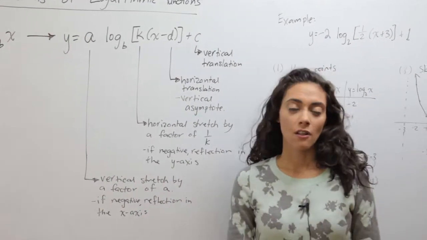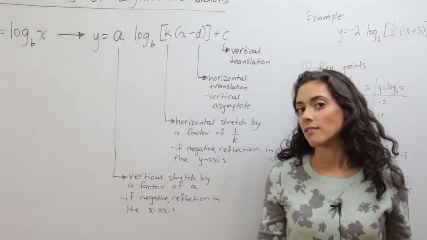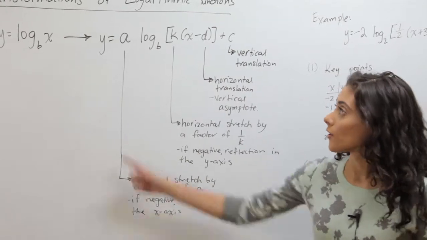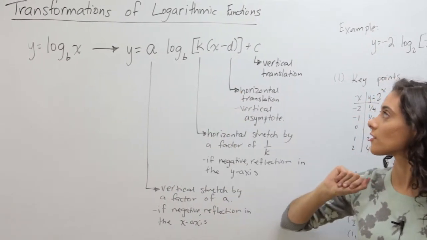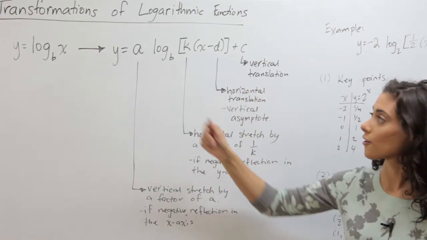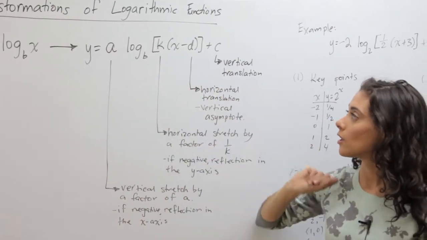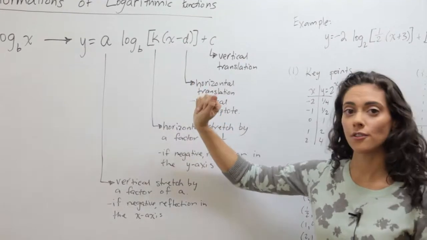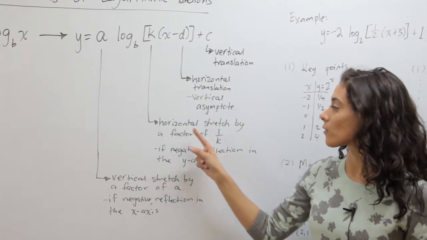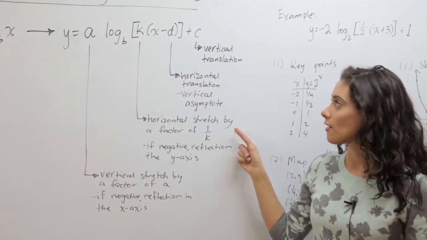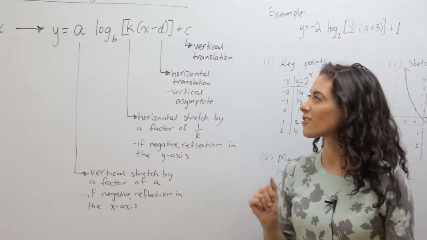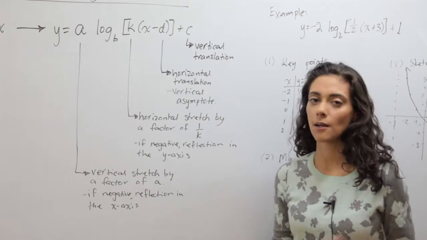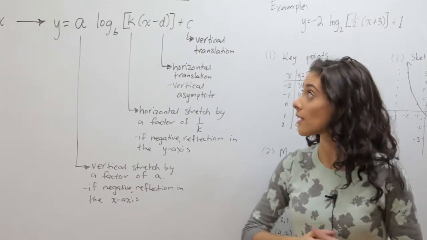The transformations on logarithmic functions are the same ones we've already seen applied to other functions. We've got vertical stretches, horizontal translations, and vertical translations: your a value, k, d, and c. Once again, be careful about these two. Your k value is a horizontal stretch by a factor of 1 over k, always take the reciprocal, and your d value is always in the opposite direction you expect, a minus sign is to the right and a plus sign is to the left.